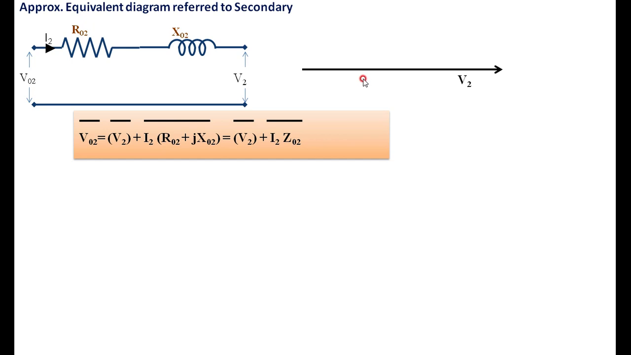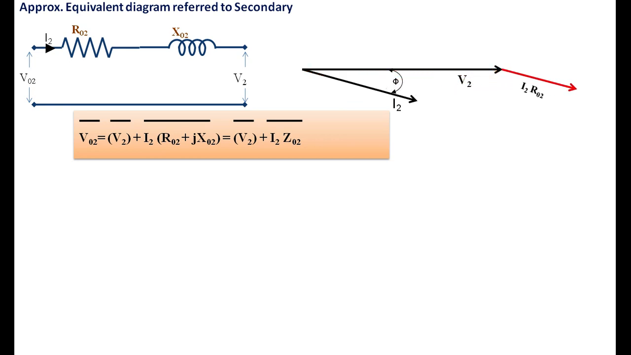Then if you look into the vector diagram, this is V2, which is taken as the reference. I2 is lagging by an angle of φ. Then to the tip of V2, what I have to add is I2 R02. This I2 R02 is parallel to I2. That is what I am showing here. You can see here, this is parallel with I2.